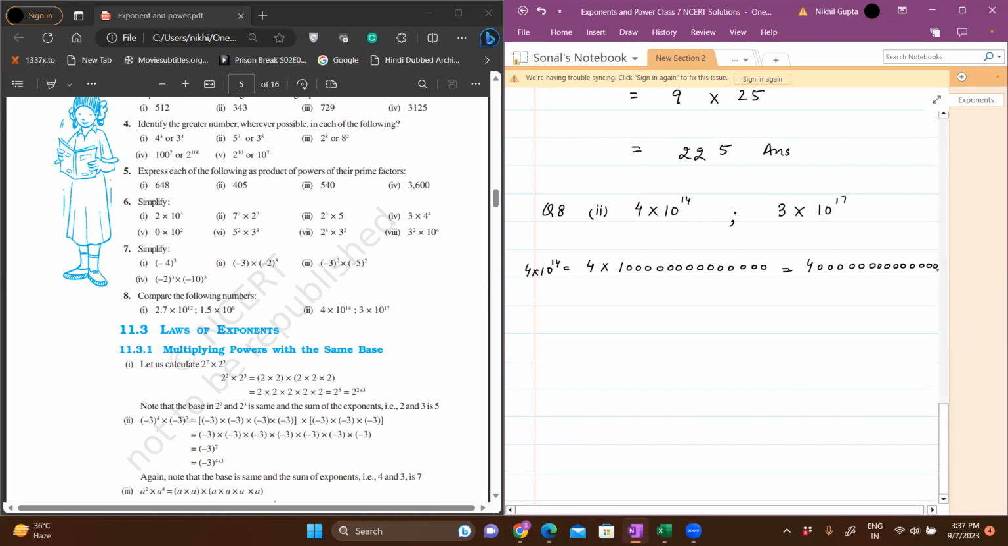Right? And if we talk about 3 into 10 to the power 17, so that will be 3 multiplied by 1 and 17 zeros: 1, 2, 3, 4, 5, 6, 7, 8, 9, 10, 11, 12, 13, 14, 15, 16, 17. In the same way, we can multiply 3 with 17 zeros. So which one is greater? Obviously, 3 with 17 zeros is greater. So we can say that 4 into 10 raised to the power 14 is lesser than 3 into 10 raised to the power 17.